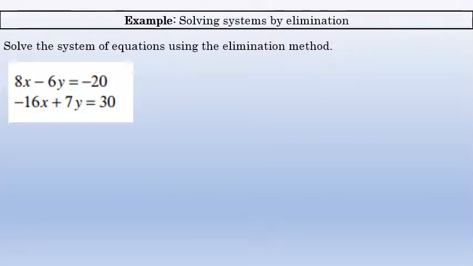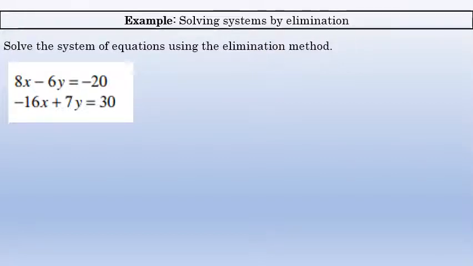Let's follow those 4 steps and solve this system of equations with the elimination method. Step 1 says to rewrite each equation so that the constant is on the right. And in this system, that is already the case. In both of these equations, the constant is on the right side.